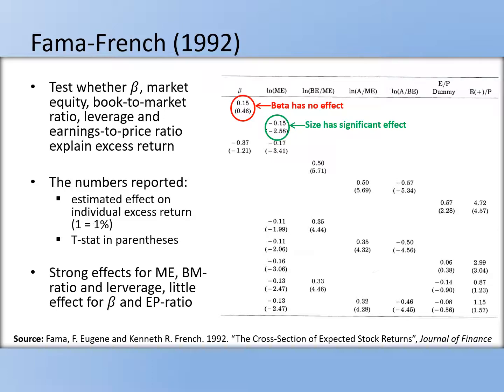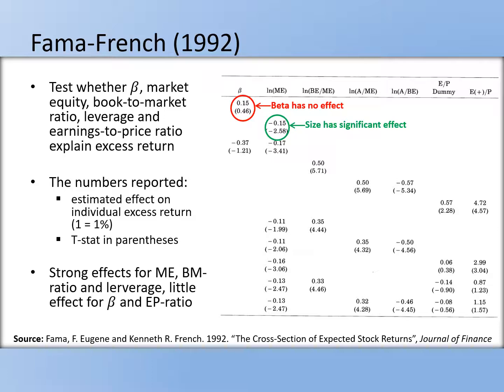Because this is in log, you can interpret it in percentage terms, right? If your market capitalization goes up by 1%, on average, your excess return goes down by 0.15%. If you extrapolate, the effect is actually quite strong. Think about it, it's quite normal for one company to be 100% bigger or even 10 times bigger, right? If you compare Apple to other companies, it's huge. So if you extrapolate this effect, it would actually be quite strong.